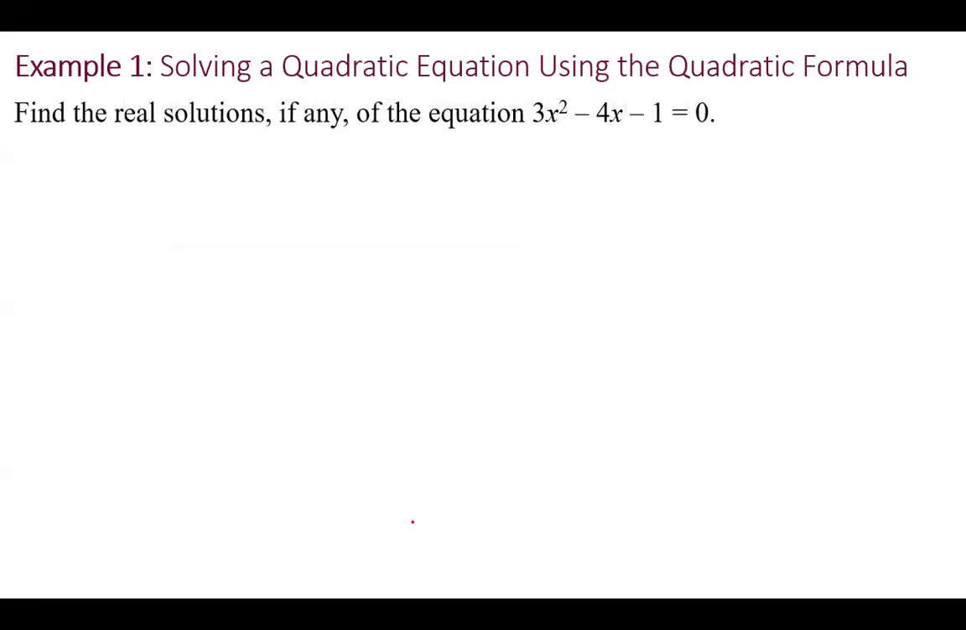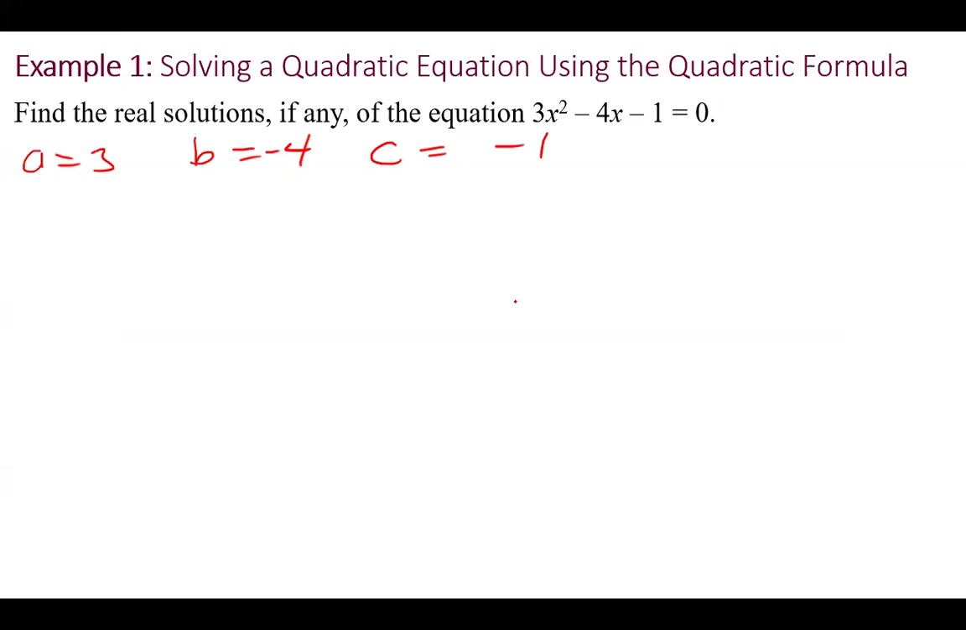So are we ready to do it for the first time? Here's our problem. We have 3x squared minus 4x minus 1. The first step is to identify our a coefficient, our b coefficient, and our constant. Our a coefficient is always with our x squared, so we know a equals 3. Your b is always with your x, so our b equals -4. And your c is your constant. It's a loner. It has no variable, which in this case is -1.